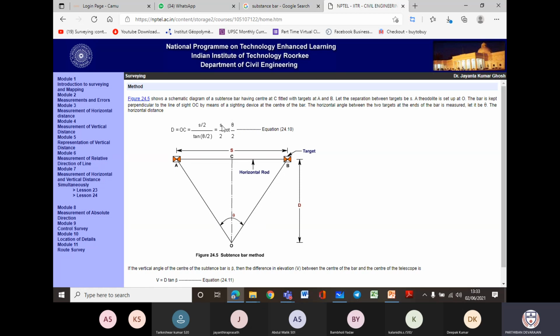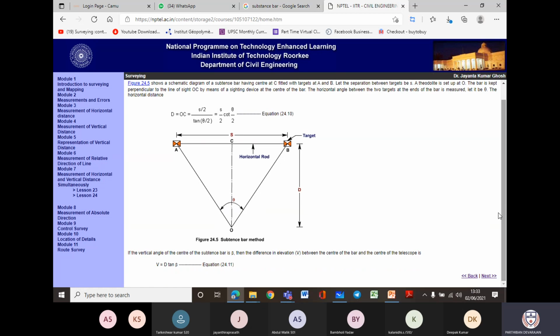So if you substitute all these values, you get the value of the distance D. After this, we need to find out the vertical distance. How do you find out the vertical distance?